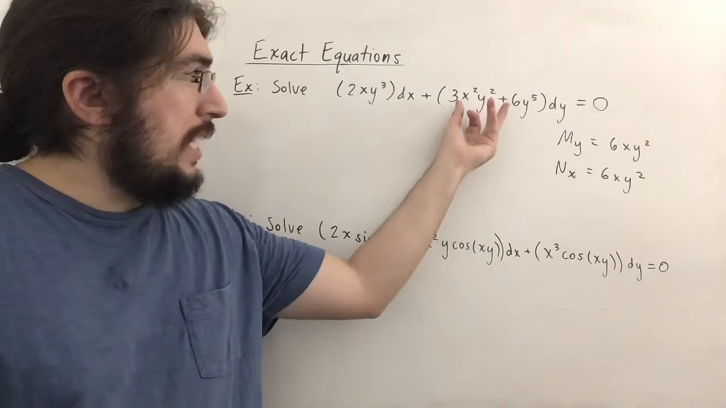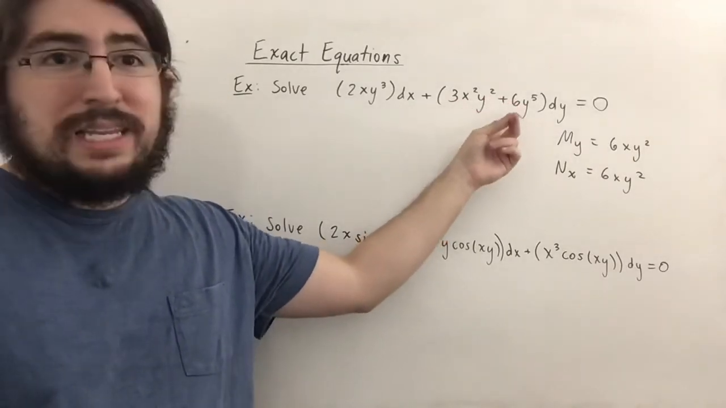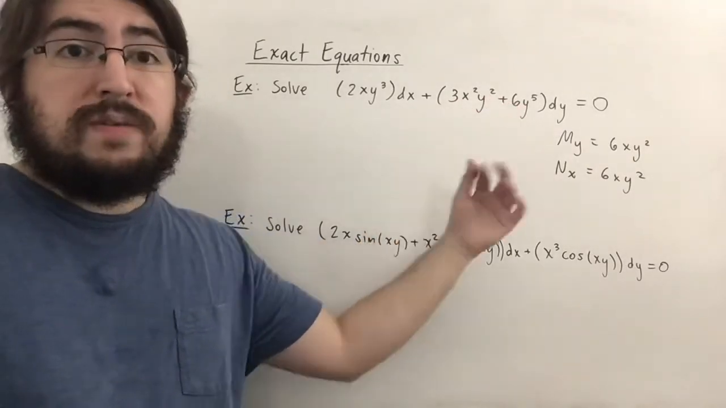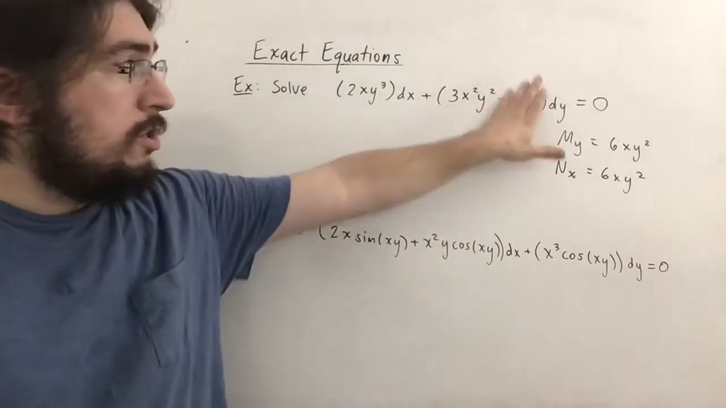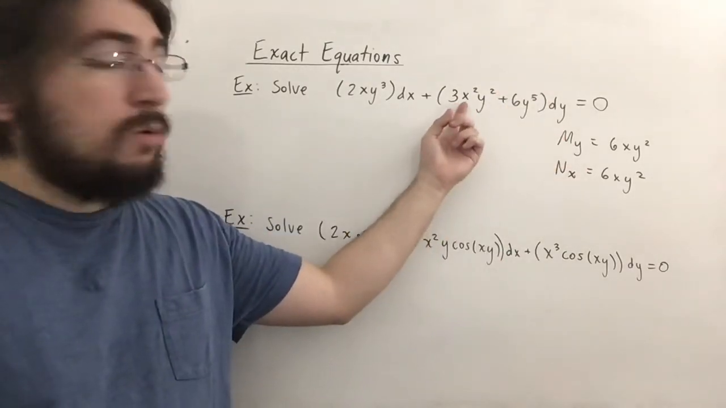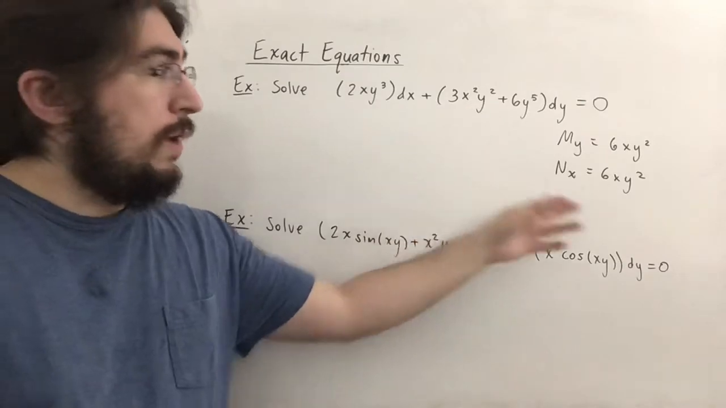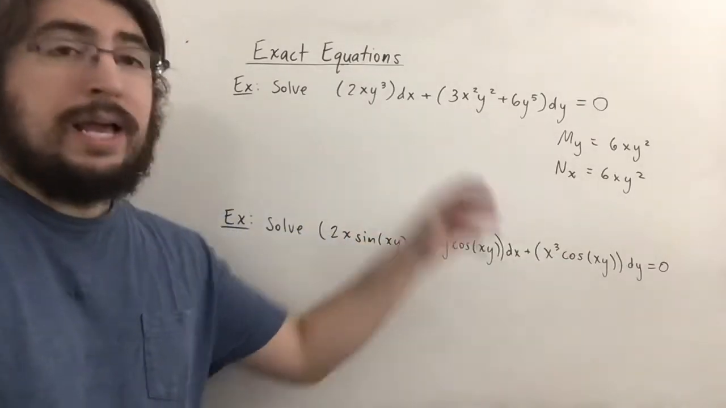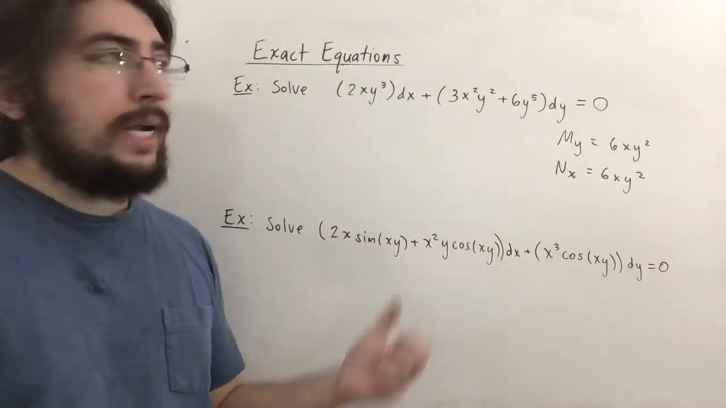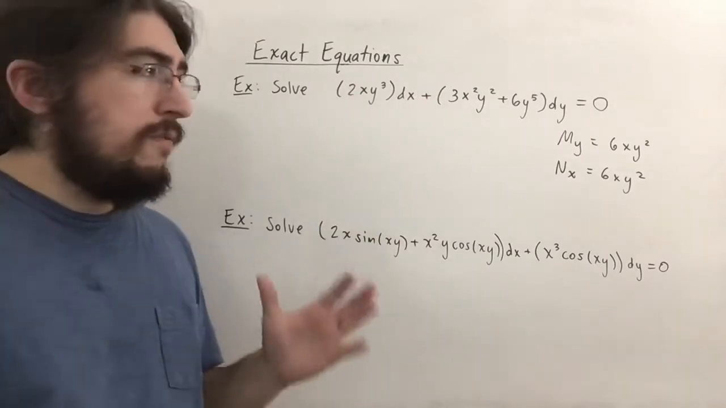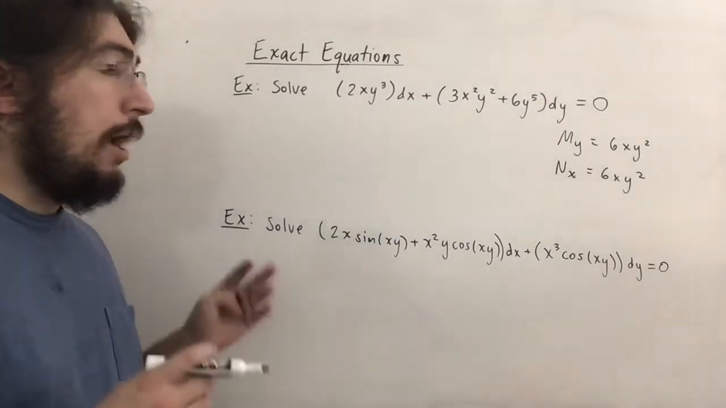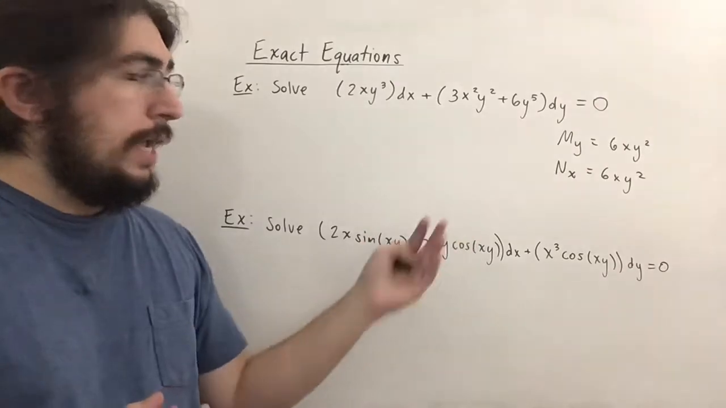Derivative of this with respect to x, since y is a constant, this term is a constant on its own whose derivative is 0 completely. So that term is gone. Derivative of 3x squared is 6x times the constant y squared, which gives us 6xy squared. These are the same, so that's a quick check that this ought to be exact. Perfect.